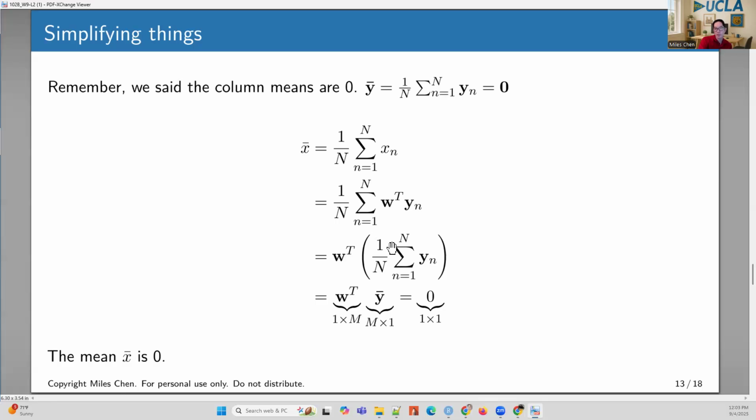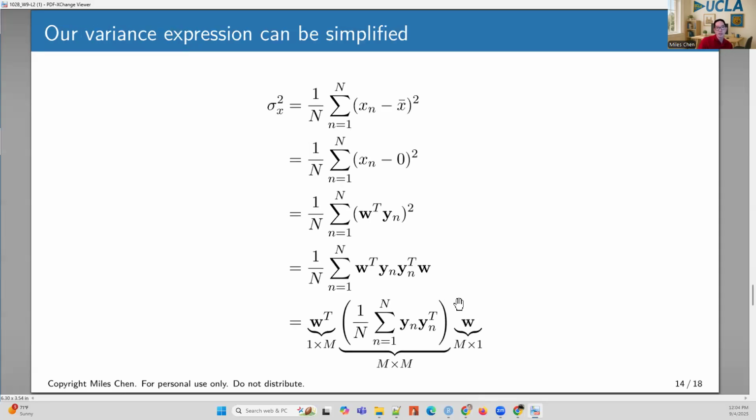Now I have the sum of all of my y's. Earlier we established that we have centered our y matrix so that the sum of our y's is just the 0 vector. So w times the 0 vector is just 0. Okay, so the mean of x is going to be 0, and so we can simplify our variance expression. Our variance is x minus the mean of x, squared, and here the mean of x is 0.